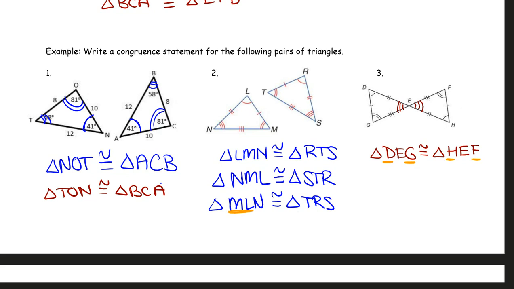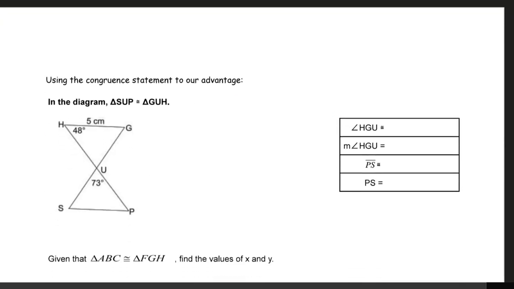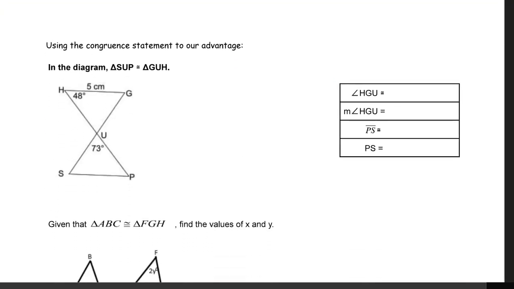For example, ML and TR works. LN and RS works. MN and TS works. So this will help us as we go into these next types of problems.